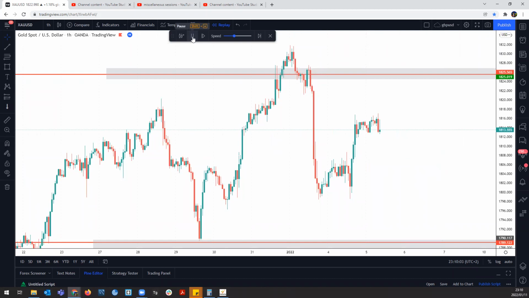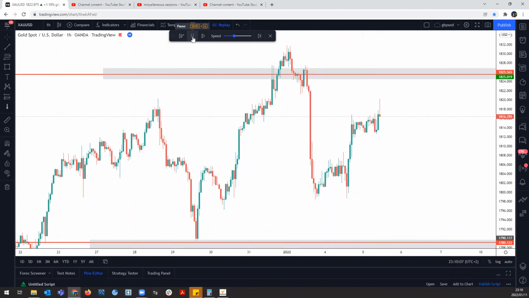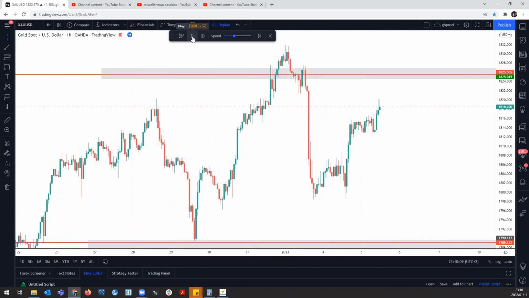Play. We're waiting. Waiting. Sipo, would you buy? Would you sell at this point? Sipo, would you buy? Would you sell at this point? No, at that point, I won't do anything. I will wait for it to reach that resistance level.